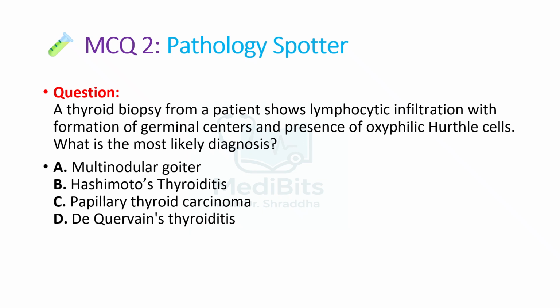Now next, MCQ 2, which is a spot pathology slide. The question consists of a thyroid biopsy from a patient that shows lymphocytic infiltration with formation of germinal centers and presence of oxyphilic Hurthle cells. What should be the most likely diagnosis? Your options are multinodular goiter, Hashimoto's thyroiditis, papillary thyroid carcinoma, or de Quervain's thyroiditis.